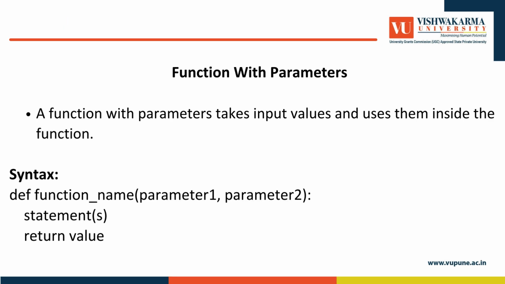A function with parameters. A function with parameters takes input values called parameters and uses them inside the function to perform operations. You pass values to the function when calling it, and those values are used in the function body. The syntax is def function name, parameters are passed, statements, and return value.